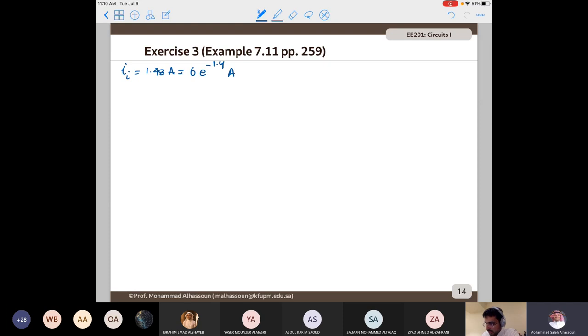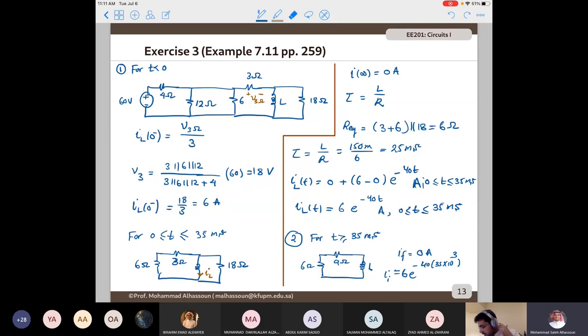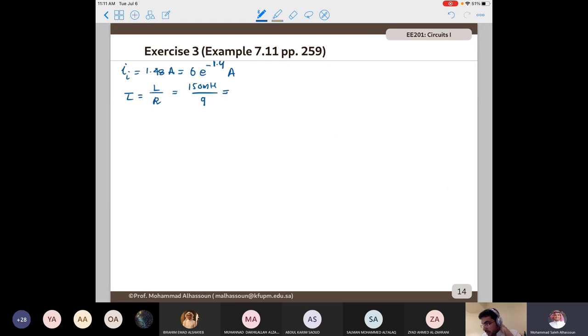Mohamed? We still need to find the equation. We just find the time constant by L over R, and R equivalent will be 9, which is the summation of the two resistors, 3 and 6. So this is going to give me 16.67 milliseconds. So IL now, substituting the value, with t minus 35 milliseconds, this is for t greater than 35 milliseconds.